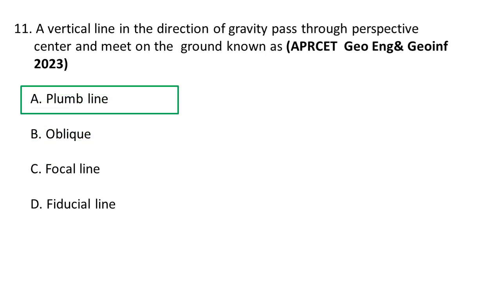Plumb line is a string or cord with a weight called a plumb bob attached to one end, and it is used to determine verticality or to direct a line to the center of the Earth's gravity. The word plumb comes from the Latin word plumbum, which means lead.